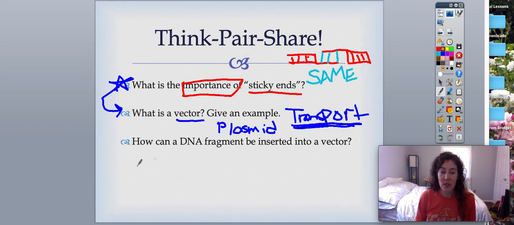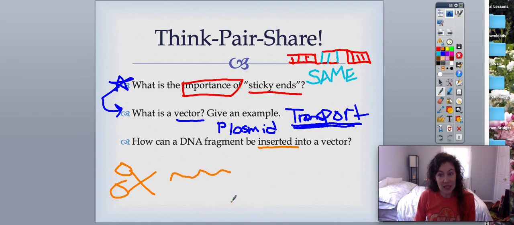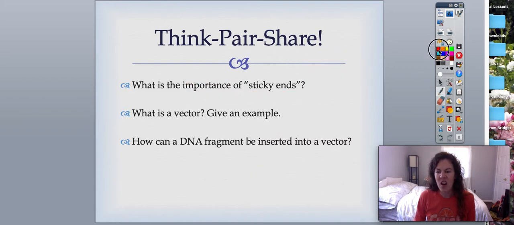And our final question, how can a DNA fragment be inserted into a vector? Well, first you've got to cut it with your restriction enzymes. Then you take that cut piece of DNA, find a plasmid, cut the same part out of a plasmid. Oops, I erased it. Time to start over.